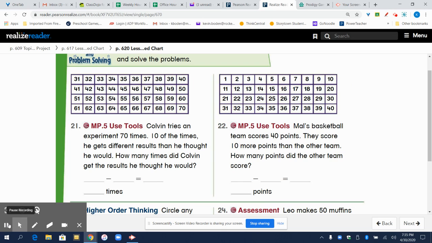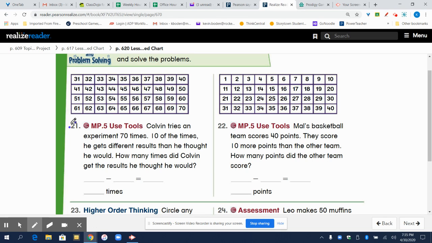All right, on to our last page, number 21. I'm going to do number 21 with you, and then you can try number 22. And then we'll try the bottom problems, maybe together. I'm not so sure yet. Number 21. It says use tools. Well, the tool we're using is the number chart or the hundreds chart or the partial hundreds chart.